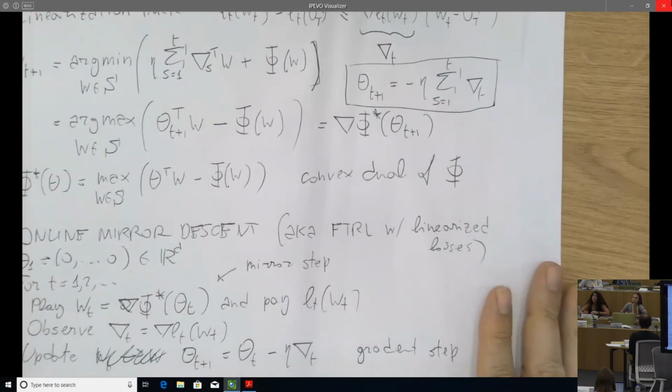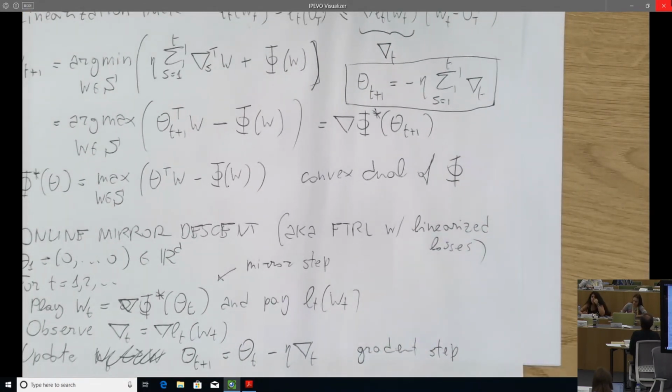One example is online gradient descent. It's like stochastic gradient descent: I pick a point and I make a gradient step. Is there a regularizer in this mess that gives a vanilla gradient descent? Yes.